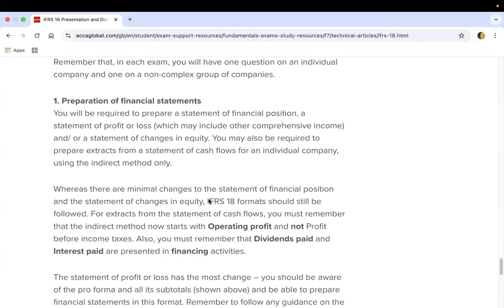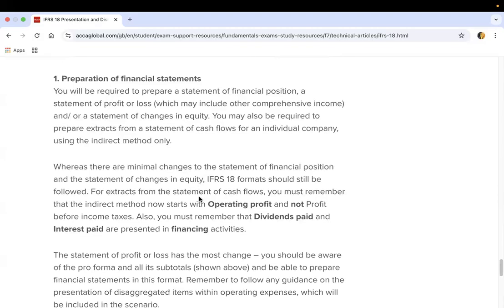There are minimal changes to the statement of financial position and the SOCE. IFRS 18 might still be followed. For extracts from cash flows, you must remember the indirect method now starts with operating profit and not profit before income tax. So that is the major change. The first line, profit before tax, should be replaced by operating profit. Understood? You must remember that the first line should be changed.